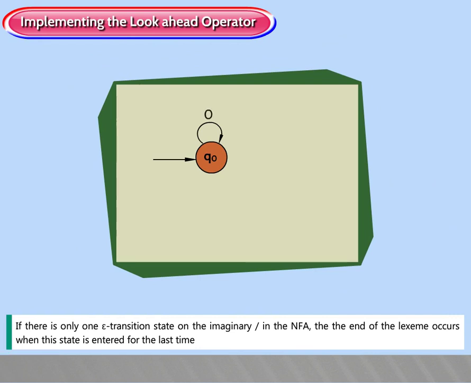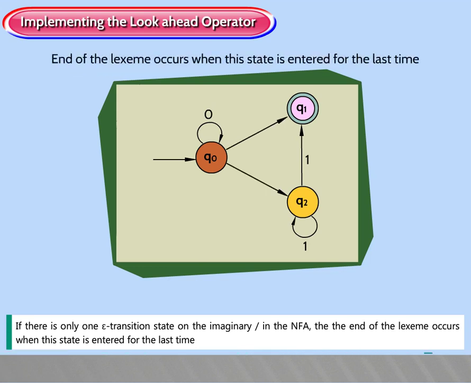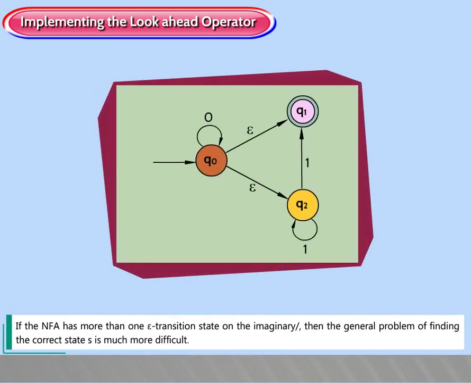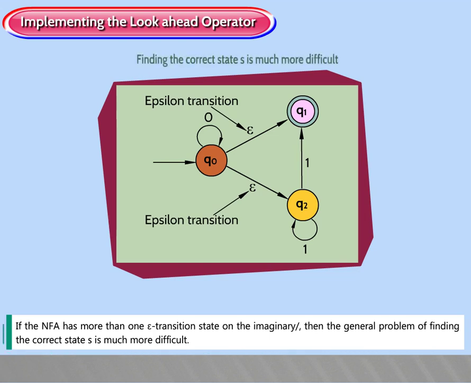If there is only one epsilon transition state on the imaginary / in the NFA, the end of the lexeme occurs when this state is entered for the last time, as in the following example. If the NFA has more than one epsilon transition state on the imaginary /, then the general problem of finding the correct state S is much more difficult.